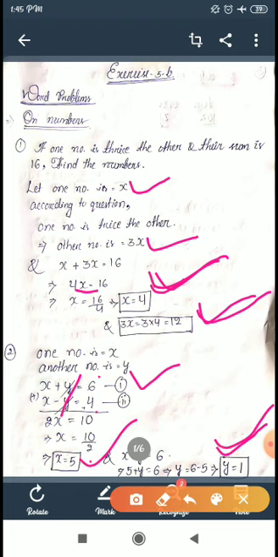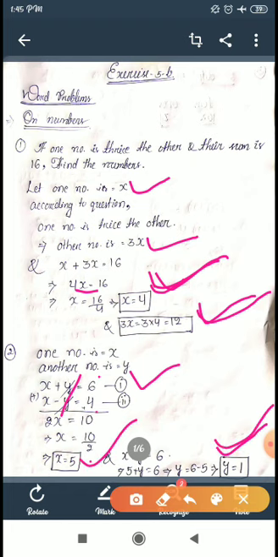You can check it also by using the values of x and y in equation 1. x plus y equal to 6. Instead of x put the value 5 and instead of y put the value 1. 5 plus 1, it is 6. So the values of x and y that we got are satisfying these two equations.